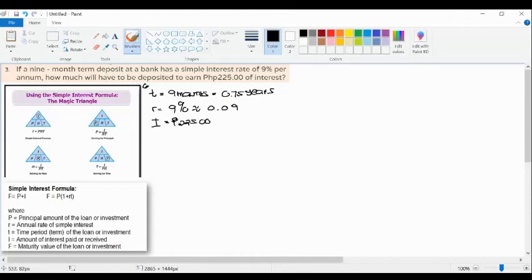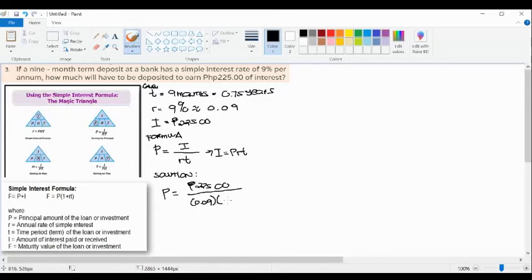And lastly, we have an interest of 225 pesos. Now, the question is how much we need to deposit. So therefore, we're looking for the principal amount. Okay? And the formula for that is P is equal to your I over RT. So this formula came from I is equal to PRT, and looking on your left side, using the magic triangle. So let's proceed to the solution. Substitution, that is 225 pesos over what is your rate, that is 0.09 multiplied by your time, that is 0.75. Okay?